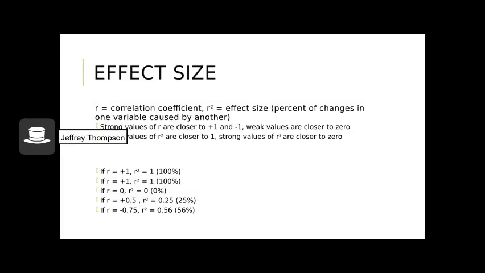Okay, so effect size is the percent of changes in one variable that is caused by another variable. So let's say that the R value for the relationship between alcohol and getting drunk is positive 0.90. That's a very strong value of R. Now, the question that you are asking right now, because I know you, is what percent of your intoxication is determined by how much alcohol you've drank, right?